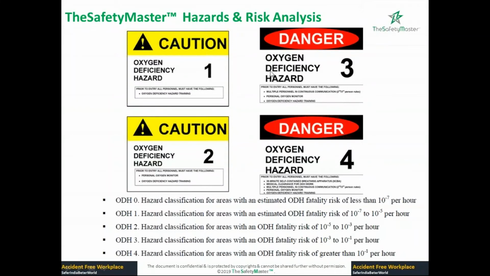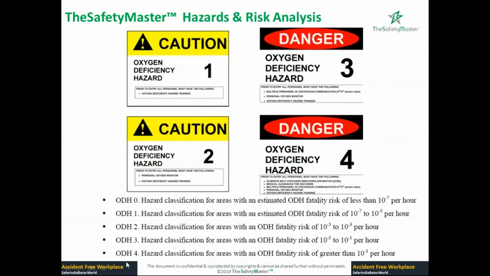3 means you should have more than one person to enter the site, and then you should have a personal oxygen monitor, and oxygen deficiency hazard training. All this has to be done here. 4 means you should have a personal oxygen sensor in your pocket, as well as an oxygen sensor in the local room, and you should have gone through training and the emergency procedures. And there's another person looking at you, the 2-person rule, and a third person observer. That also has to be followed.